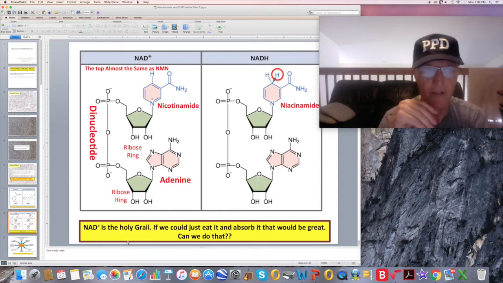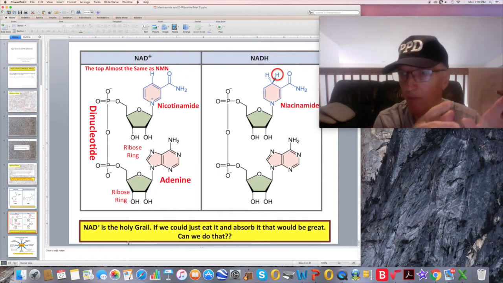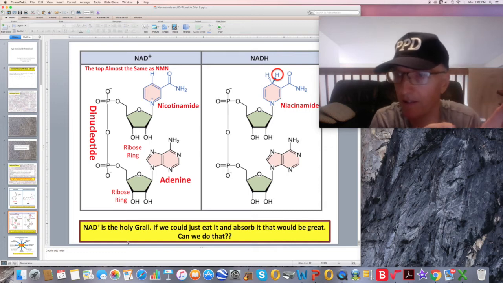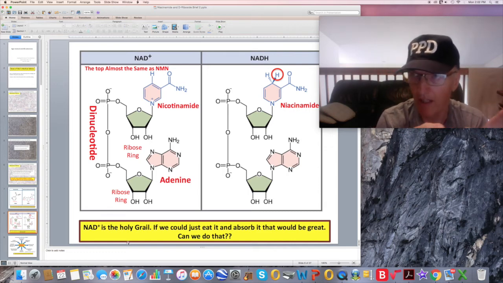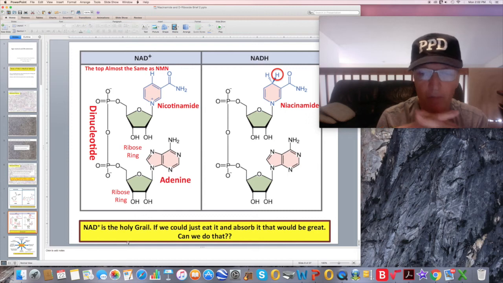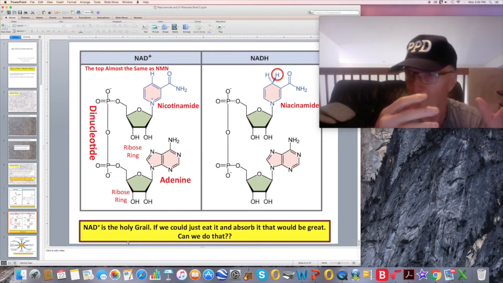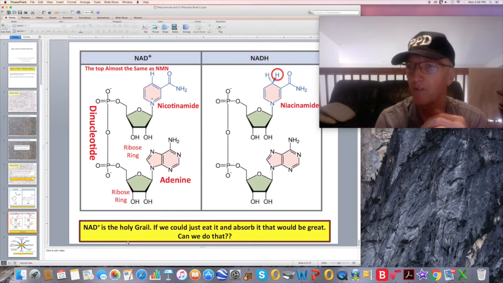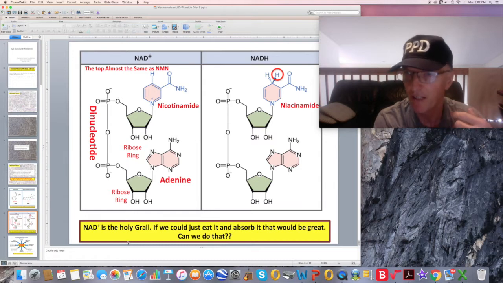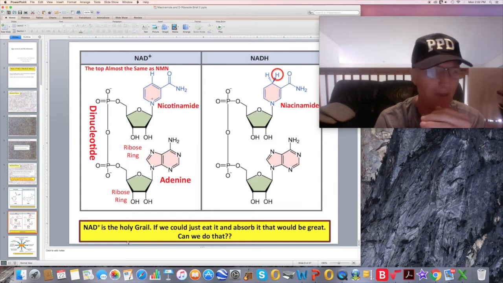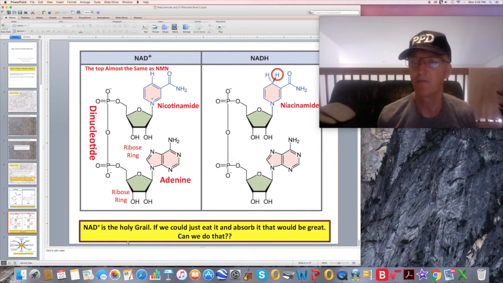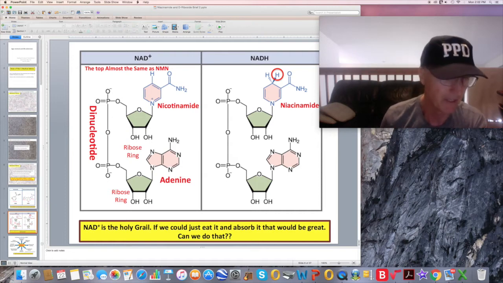So just talking about NAD+, this is the target molecule, the holy grail of longevity research currently. So wouldn't it be great if we could just eat it and absorb it, if it was that simple, rather than having to inject it into ourselves? Personally, I don't like needles. I wouldn't want to have to inject myself every day.